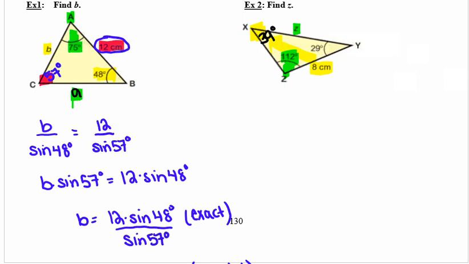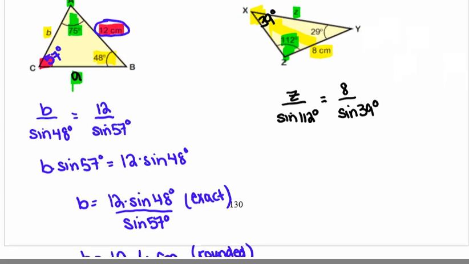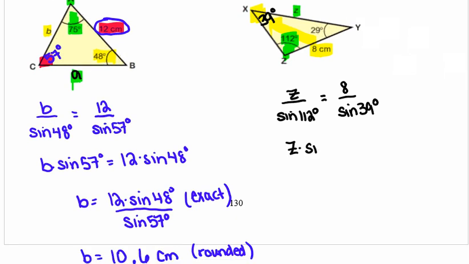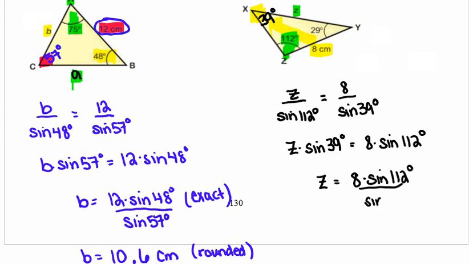So I'm going to set up my proportion. Side z over the sine of its opposite angle, which is 112, equals the 8 centimeters over the sine of its opposite angle, which is 39 degrees. All right, I'm going to cross multiply. z times the sine of 39 going in one direction equals 8 times the sine of 112 going in the other direction. So z equals 8 times the sine of 112 divided by sine of 39 degrees.